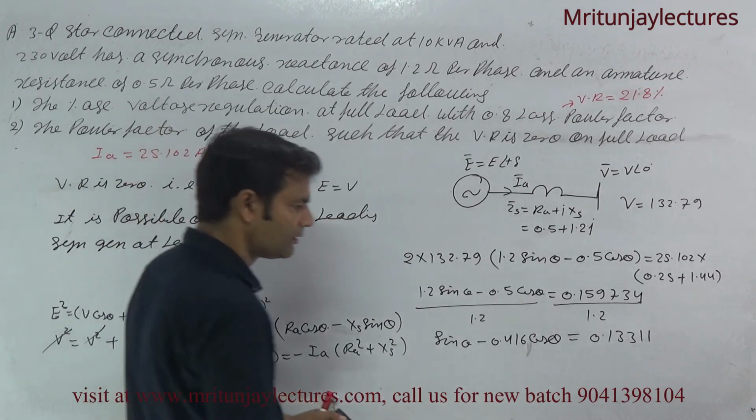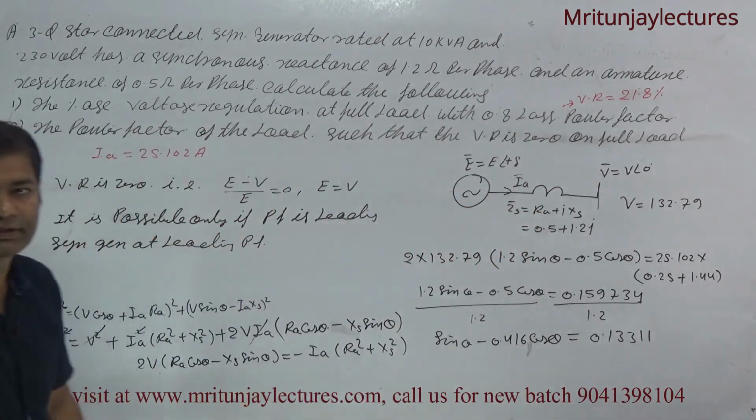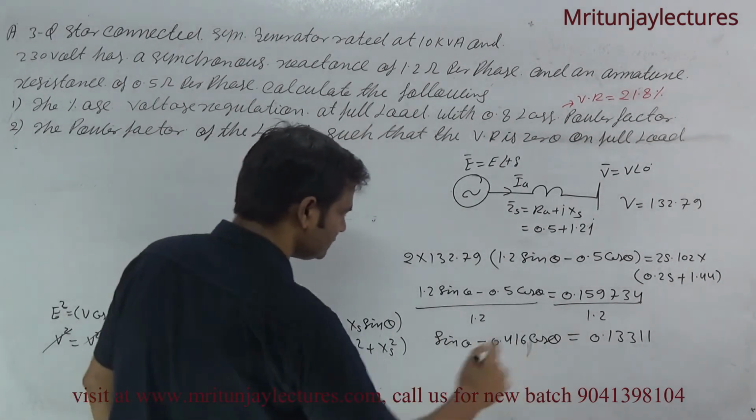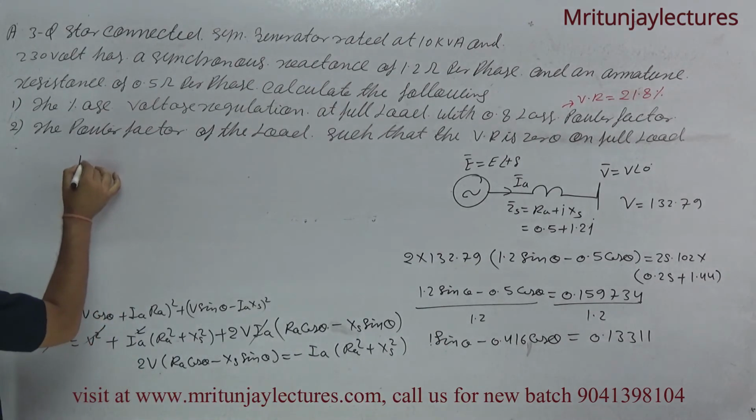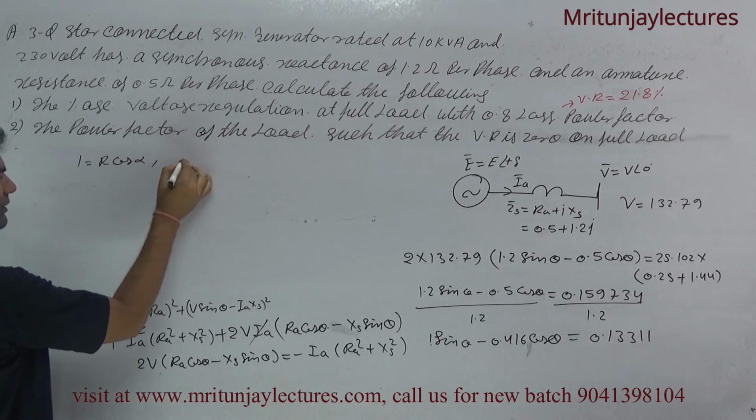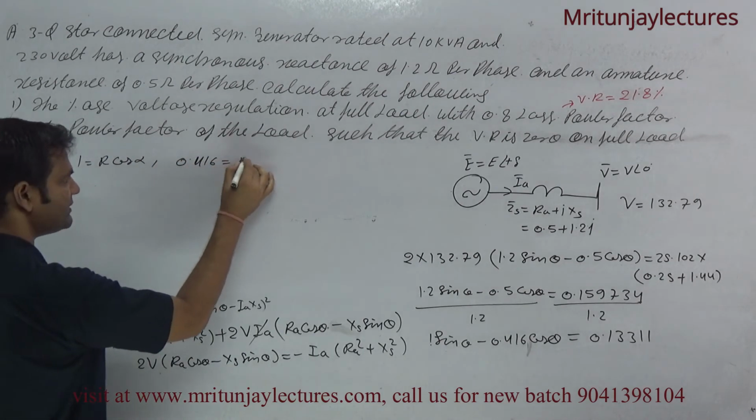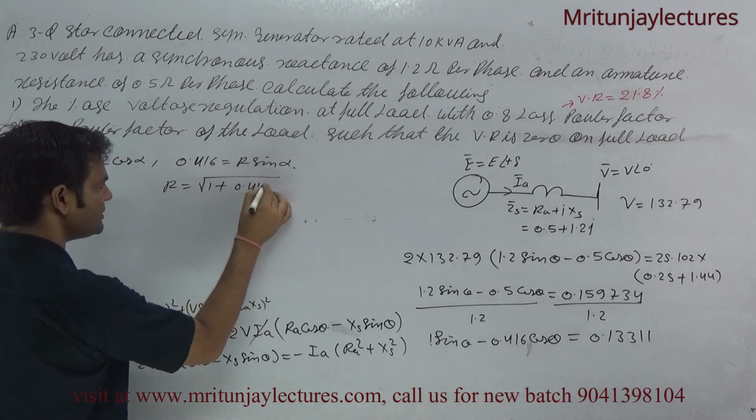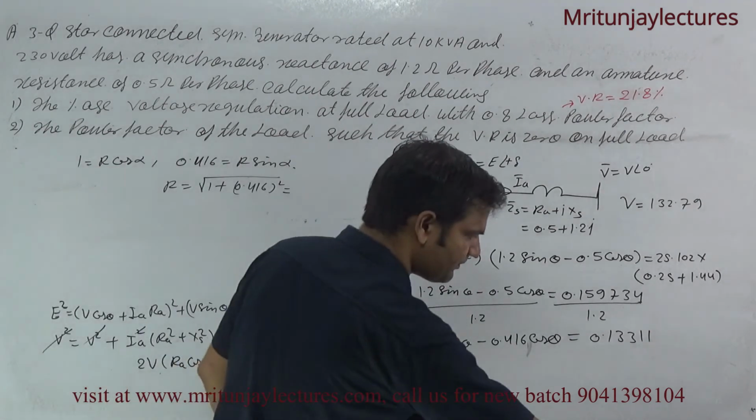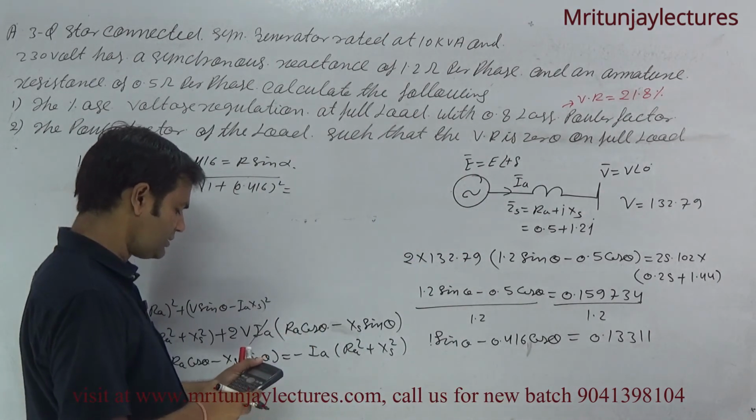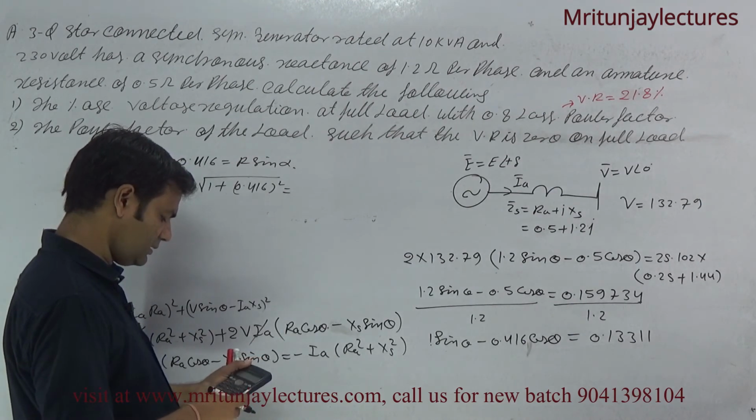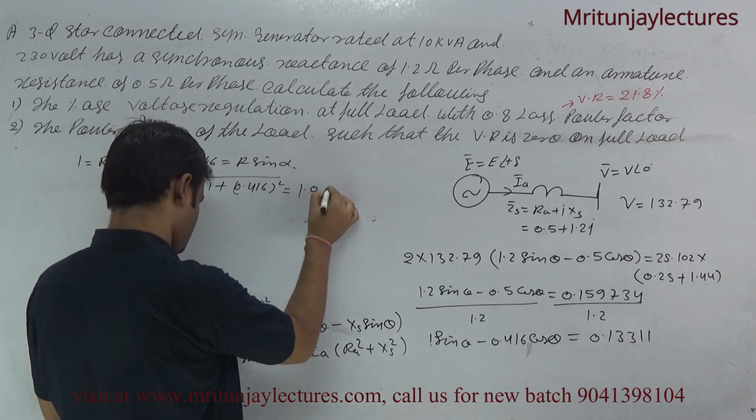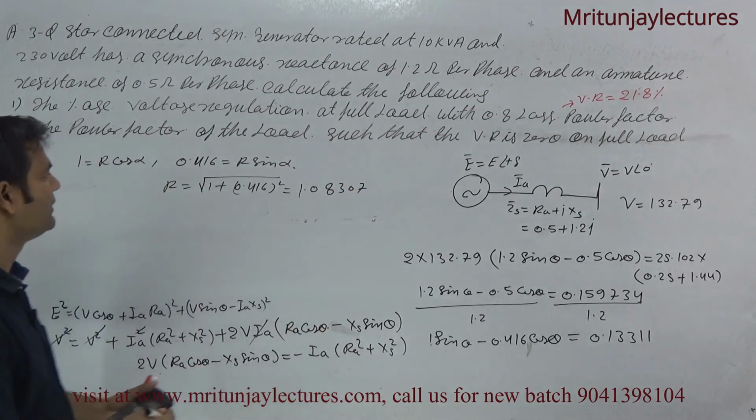Okay, clear? How to get it? 1 is written as r cos alpha, and 0.416 is written as r sin alpha. What about r? That is under root of 1 plus 0.416 to the whole square. We get under root of this one, that is 1 point something, that is 1.08307.